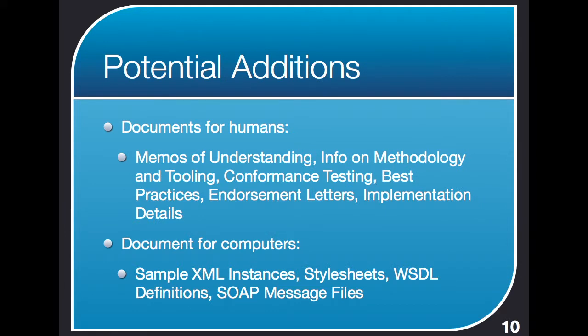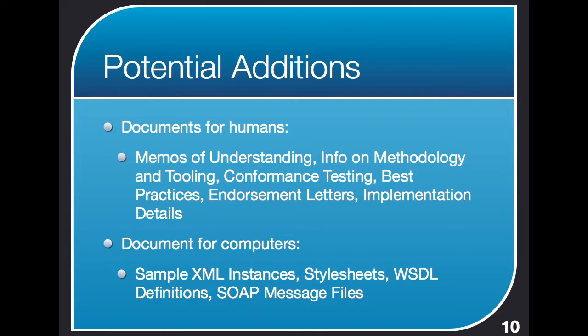We talked about some of the major artifacts in an IEPD, but here's some other potential additions. Things like documents for humans, well, memos of understanding, information on the methodology and tooling used, the conformance testing you did, any best practices you found or used, endorsement letters, and implementation details. These things would all be valuable in an IEPD.